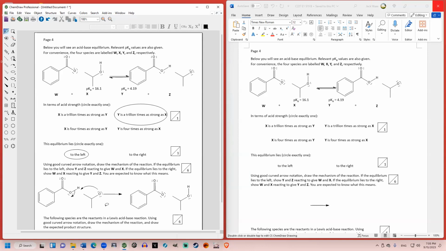The original mechanism, what you have on the right, was before the reaction progressed, I believe. But the reaction goes to the left. That's why I switched sides. We needed to show Y and Z reacting to give W and X.